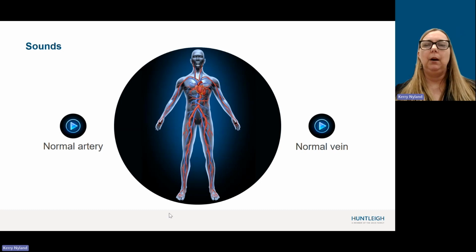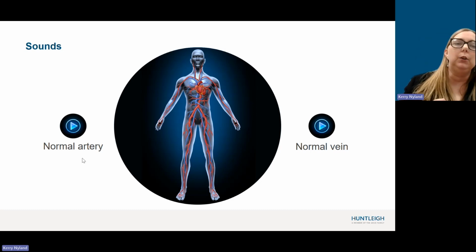So as the ABPI is an arterial assessment, it's important to familiarise yourselves with the sounds heard through a Doppler. A normal artery has a clear pulsatile sound, whereas a vein has a windy, almost continuous sound. So we'll just have a listen to a normal artery.